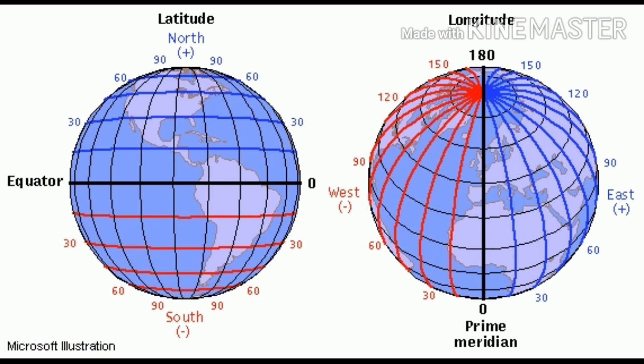Listen, some imaginary lines are drawn on a earth to know the location and time of a particular place. But remember, in reality, there are no such lines on our earth.